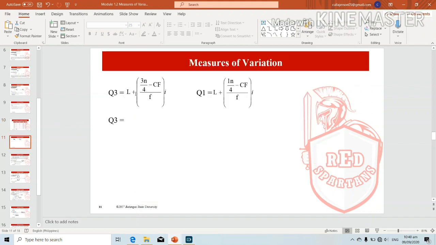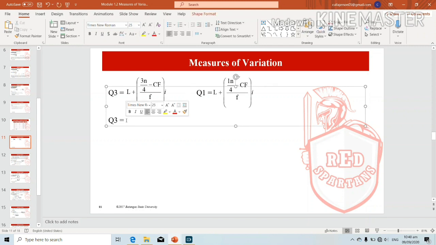So, yung formula, Q3 is equal to exact lower limit plus 3n over 4 minus cumulative frequency over frequency times i. So, ganun din naman yung Q1, na iba lang ay ito, yung 1n over 4. So, proceed tayo sa Q3. Una, ang gagawin natin, kunin muna natin kung nasaan ba yung value ng quartile 3. So, gamitin natin yung formula nung sa ungrouped data, yung 3n over 4.